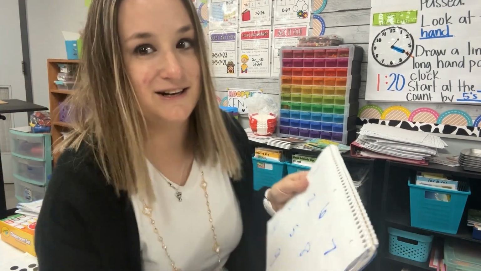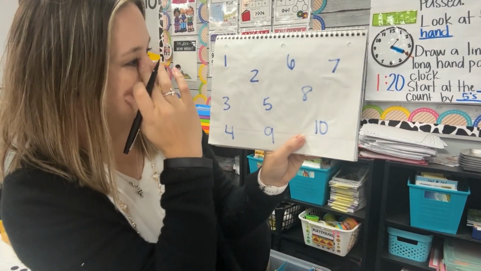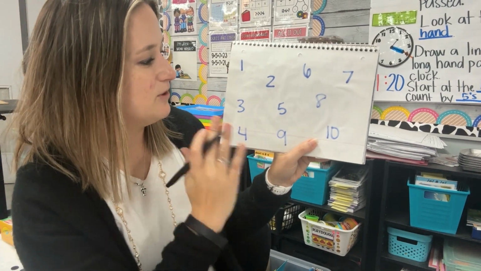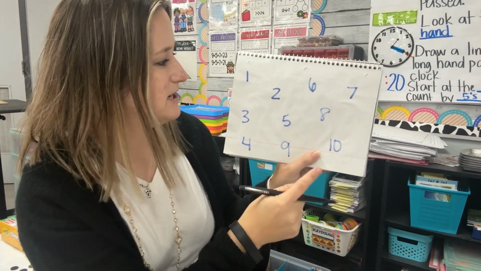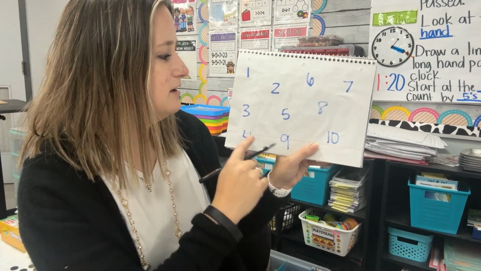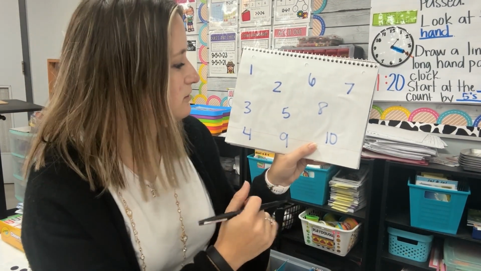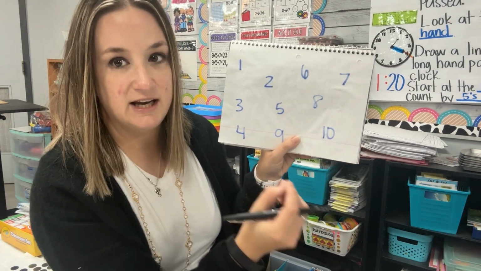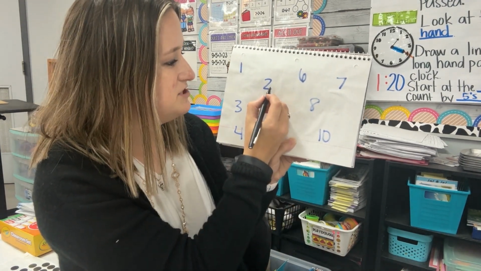And what they're going to do is create a web of numbers to add and subtract. So let's say I tell them, okay, you can start anywhere. Maybe sometimes I might have them start with the number 1. That is completely up to you. They're going to start creating their number webs. I'm going to start here with the number 2.